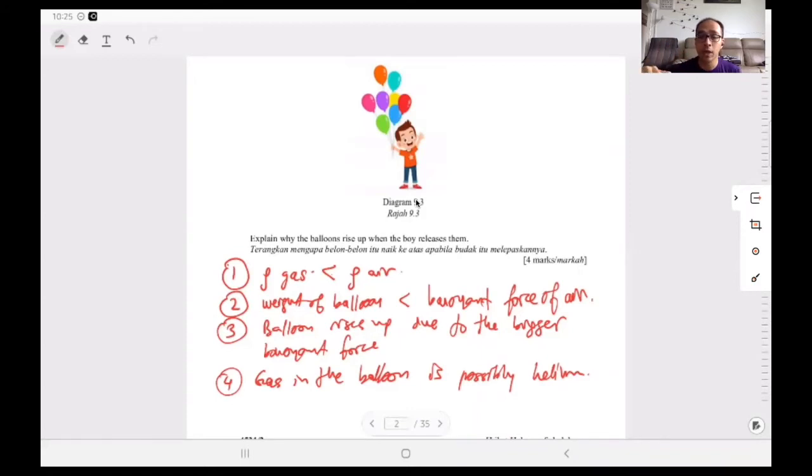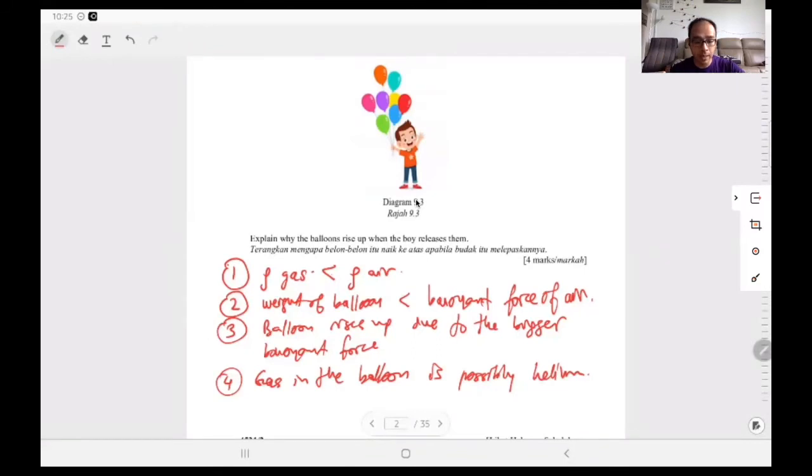Okay. Now, I have seen this question being asked, and dia terbalikkan, explain why the balloons don't rise up when the boy releases them, which happens with carbon dioxide balloons. Bila kau tiup balloon kan, it's carbon dioxide. So the balloons sink to the ground. Okay, so we just terbalikkan everything lah.